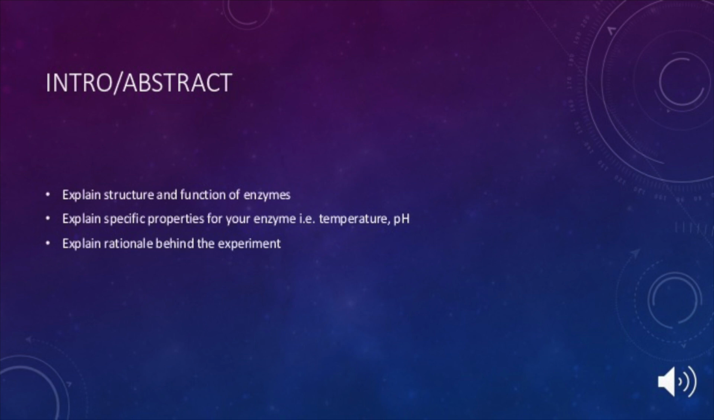So if you do need to write an intro, these are the things you should mention. First of all, you should explain the structure and function of normal enzymes. Tell us about the active site, tell us about where the substrate fits onto, and tell us about what enzymes do in general. Then you might want to explain the specific properties of the particular enzyme you have chosen.